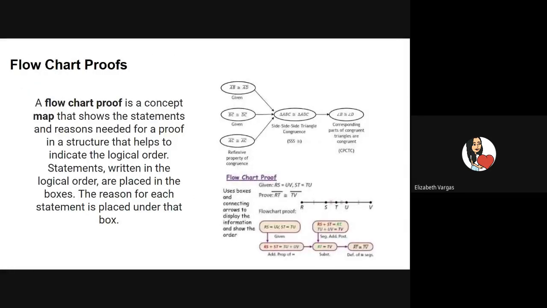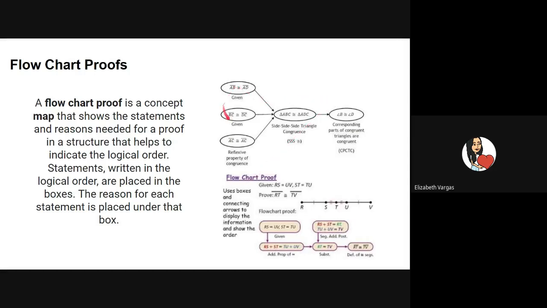And then lastly, we have a flowchart proof, which is basically what it sounds like. It's a flowchart. The flowchart proof consists of a map that shows the statements and reasons needed for the proof and a structure that helps indicate the logical order. Statements written in the logical order are placed in boxes, and then the reason for each statement is placed under the box.